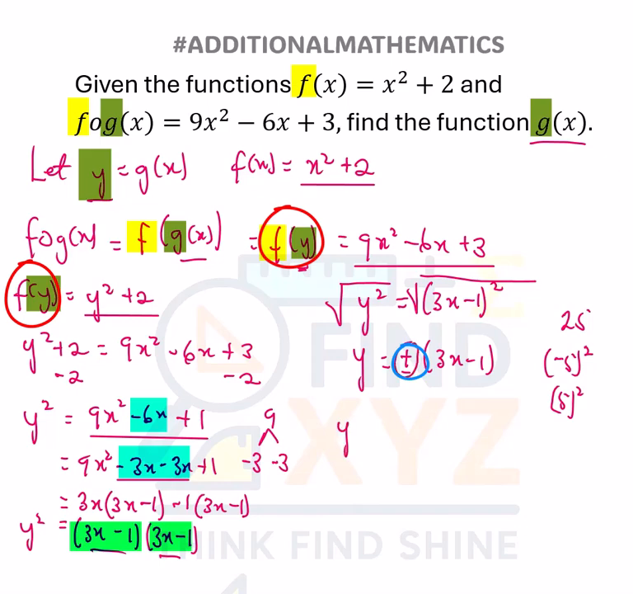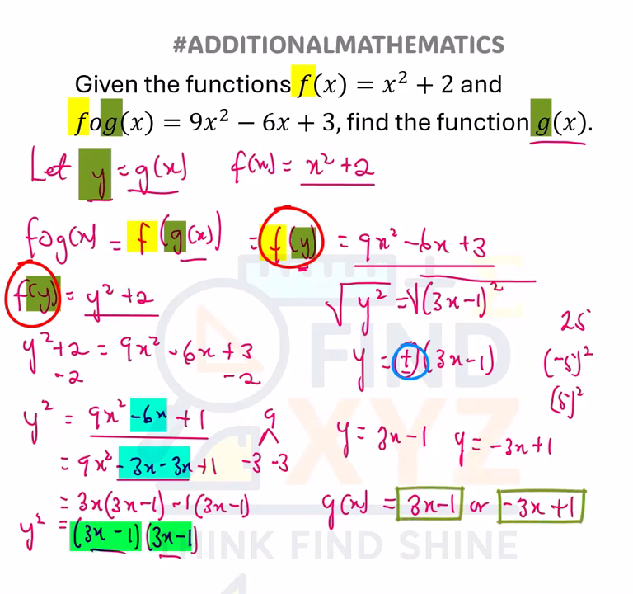So we can say that y is equal to the positive of it, which will give us 3x minus 1, and the negative of it will give us negative 3x plus 1, because negative times positive will give us negative, and negative times negative will give us positive. But what is y? Y is g of x. So we can say g of x is equal to 3x minus 1 or negative 3x plus 1. It means that any of these functions, when we substitute it into this function, we are going to get 9x squared minus 6x plus 3.